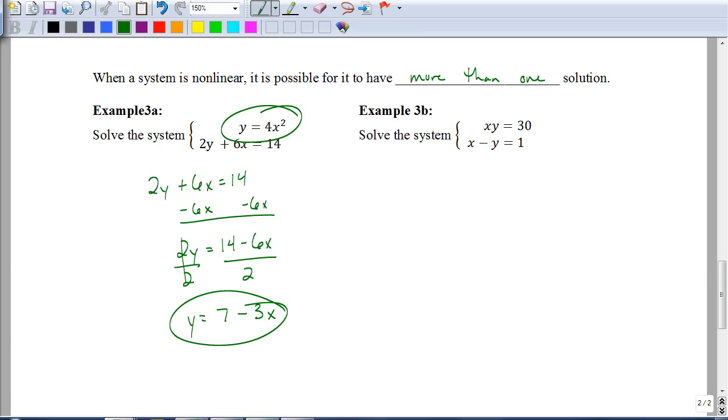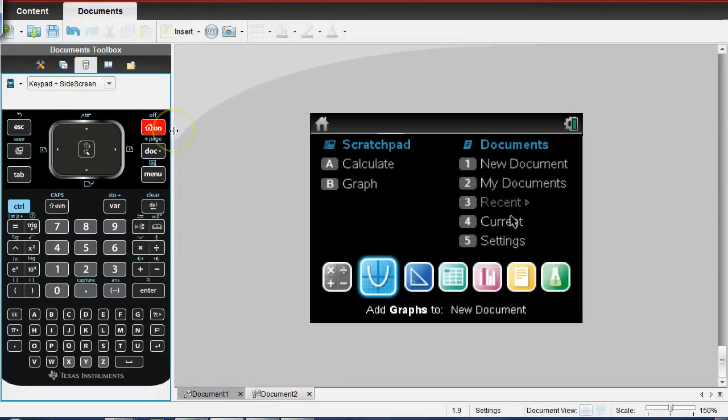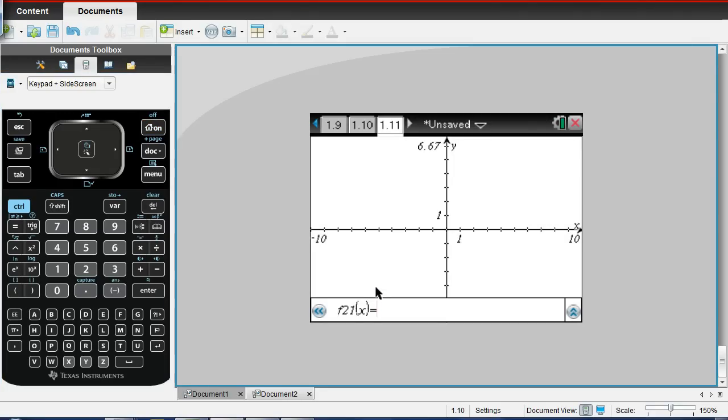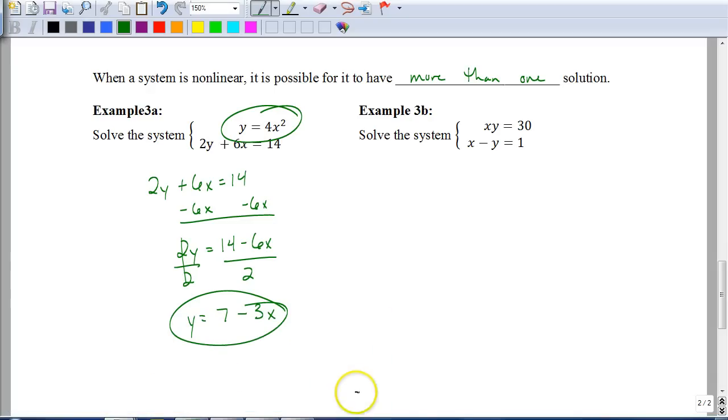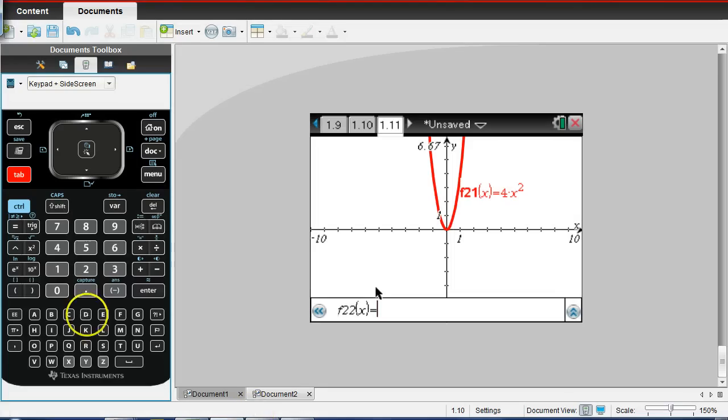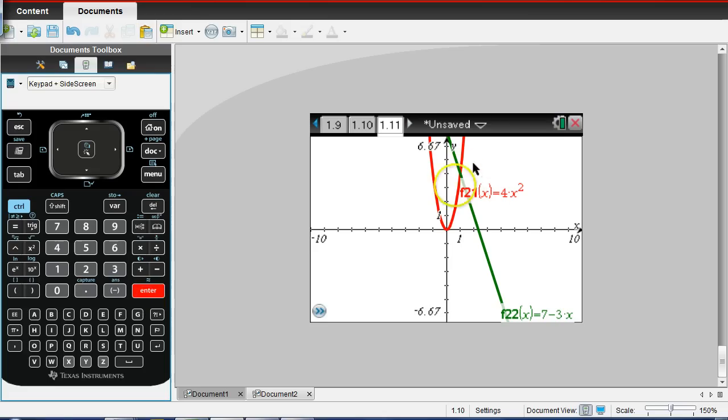When I do that, again, home, make a new graph here. So we're going to type in 4x squared. Hit enter, there's our parabola. Hit tab. Now I want to do the other equation. The other equation was 7 minus 3x. Hit enter. Now the only problem is we only see one intersection point. But you can tell from the line and from the shape of the parabola that there's going to be more than one spot where they intersect.